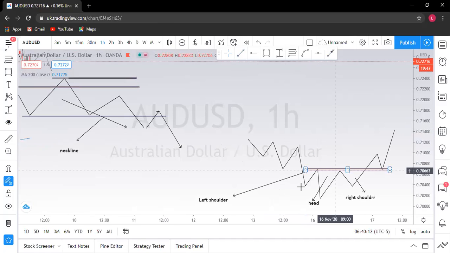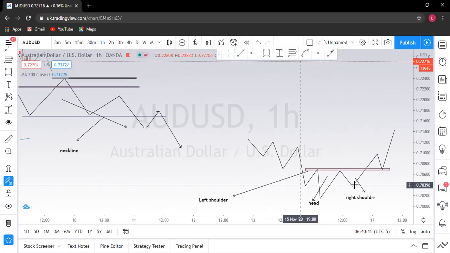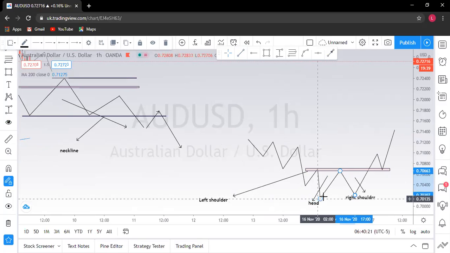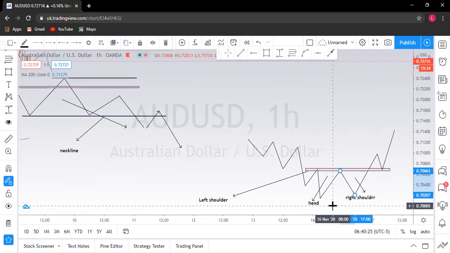You understand? The ways with which the head and shoulder occurs, this one also occurs the same way. So it might not be equal to this left shoulder. It could actually be longer than it, but it should not close above the head. If you close above the head, that means the head and shoulder has been invalidated. You understand?